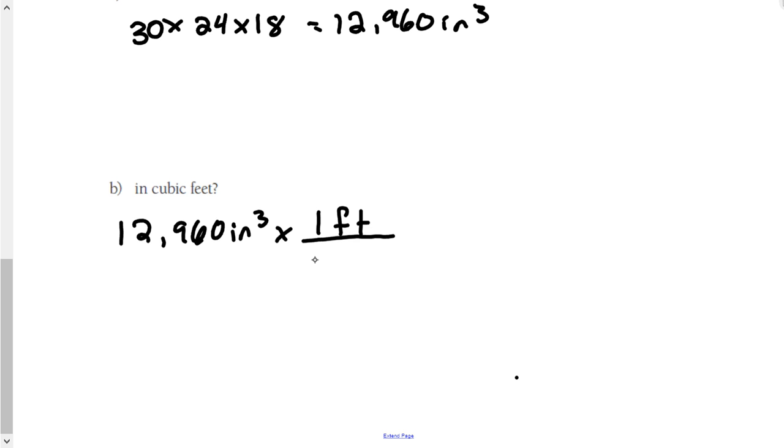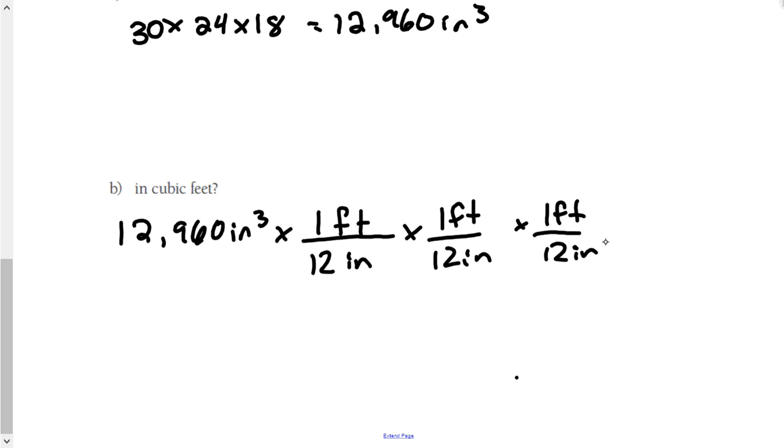So this is 12 inches, 12 inches, 12 inches to give us 7.5 feet cubed, which makes a lot more sense than what I had before.